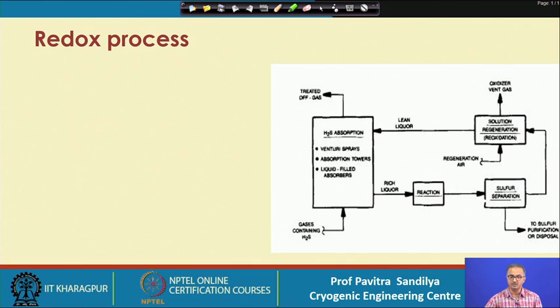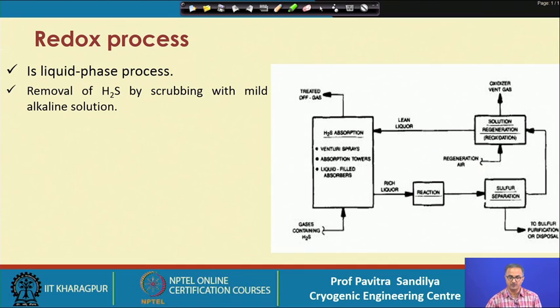Now, we come to the redox process. The name redox means reduction and oxidation. So, both reduction and oxidation are carried out in this particular process. It is a liquid phase process, and what we do is that first we remove the H2S by scrubbing with some mild alkali solution, and these Venturi sprays are used for this kind of removal scrubbing, that is it is spraying the liquid from the tower.